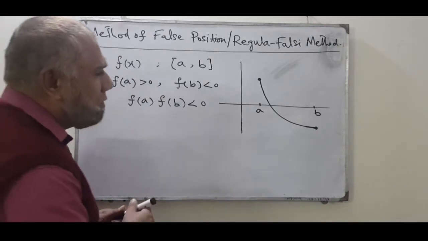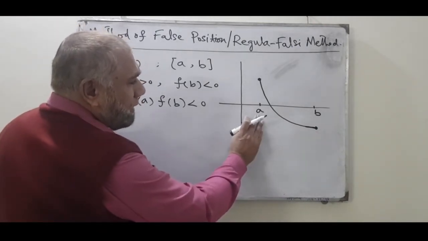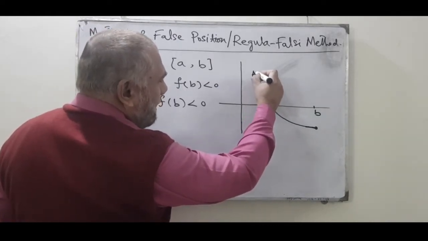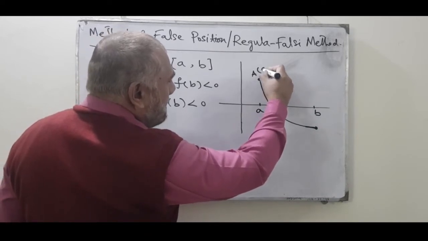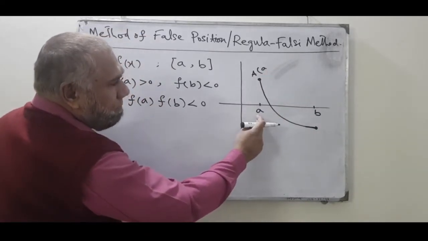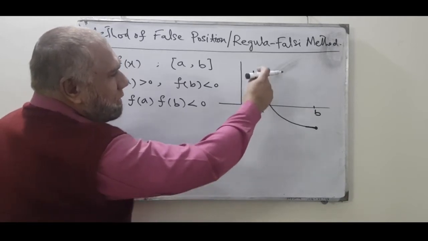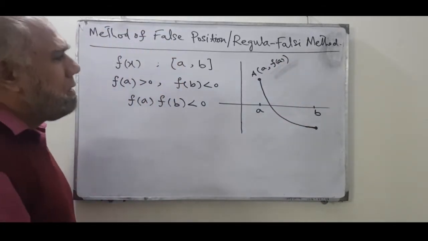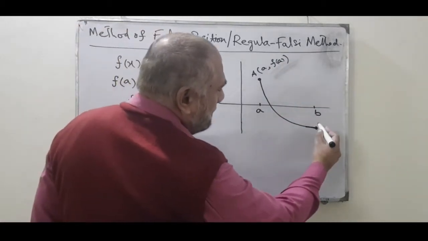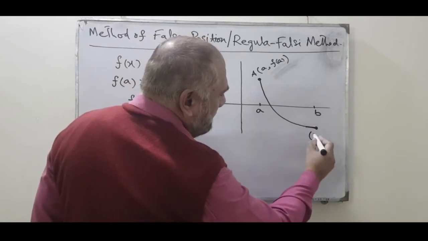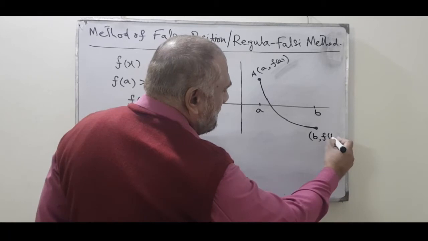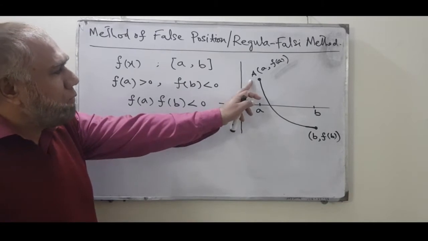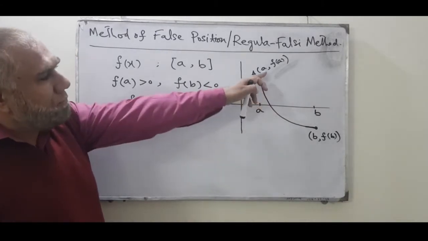So first of all, corresponding to this point a, if I call this point A, the coordinates of point A are: the x coordinate will be a and the y coordinate will be the value of the function at a, which is f of a. Similarly, corresponding to the point B, the x coordinate will be b and the y coordinate will be f of b. So here we have described 2 points, A and B, having coordinates (a, f(a)) and (b, f(b)).